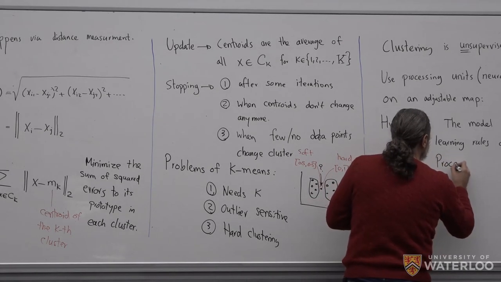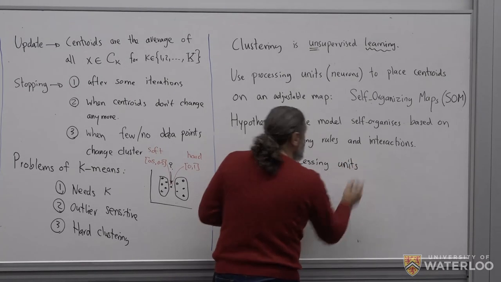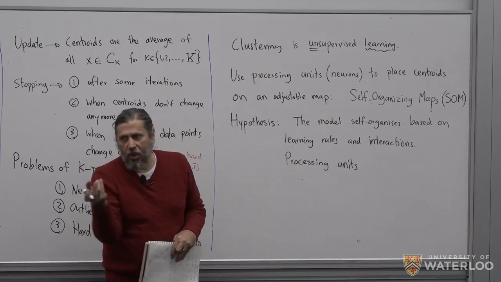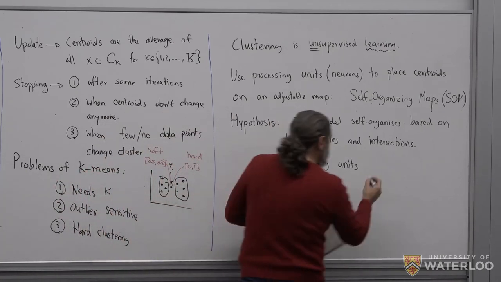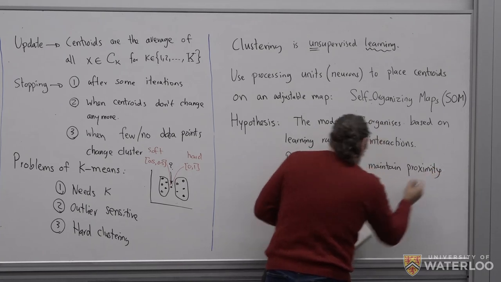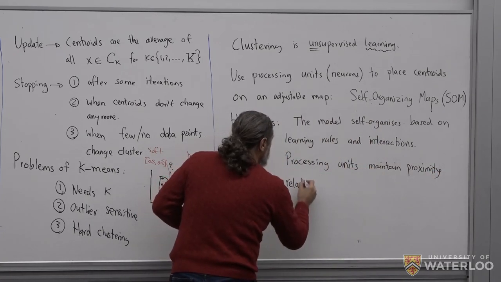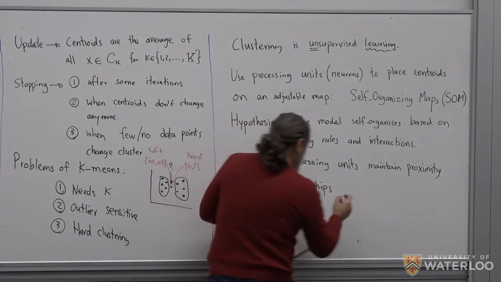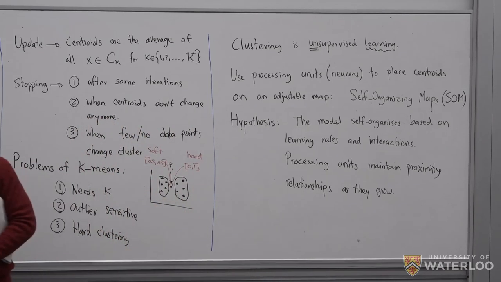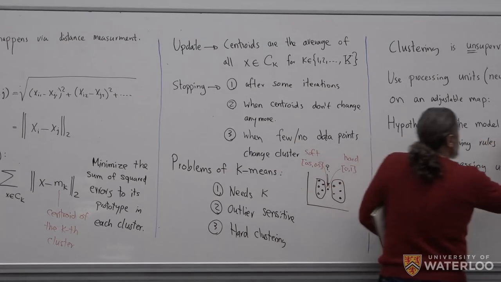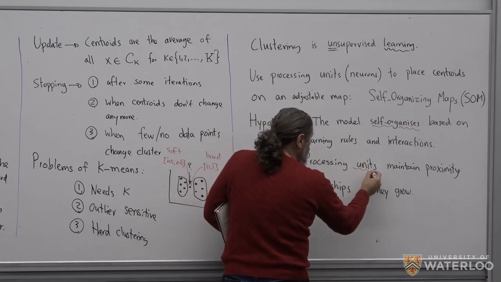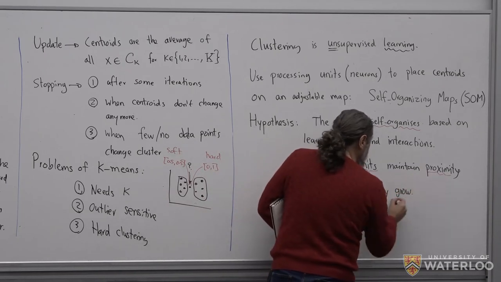So processing units, which we have no idea what that means. What do you mean? Well, the smallest piece of software that can process some numbers, which in the human brain is the neuron. The processing units maintain proximity relationships as they grow. Apparently, they have to grow. There are several things that are not clear at the moment, but maybe we learn. So first of all, the fancy word of self-organizing. And then you use some rules and interactions. And then there are processing units. And they maintain proximity as they grow. Okay.